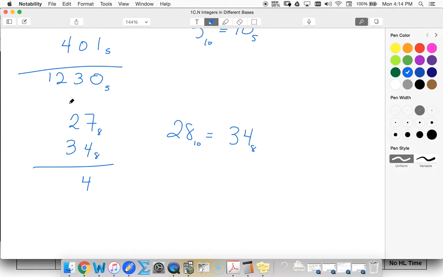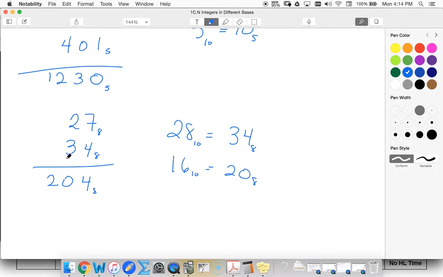2 times 4 is 8, plus 3 is 11. So 16 base 10, that's the same as 20 in base 8. So 2 times 8 plus 0 would make 16. So I'm going to write down my 20. And I know that this is a base 8 number. I'm going to do the same thing and leave myself my space just like multiplying as I would any other number.